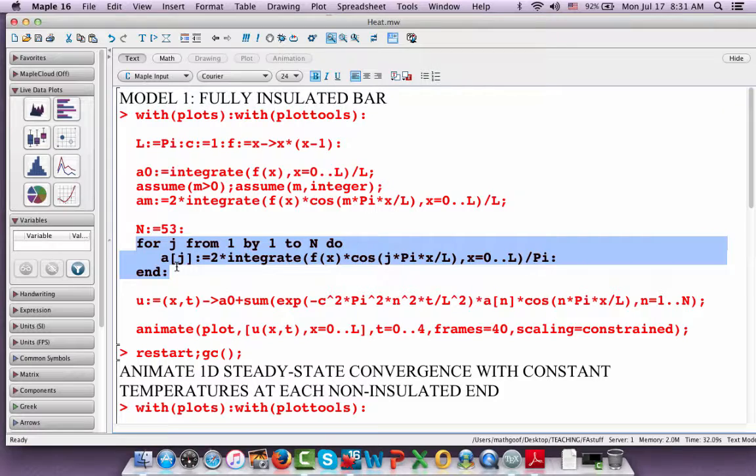this loop here is just computing and assigning all of those coefficient values, a sub j, for 1 up to 53, so that I can call on those coefficients in my formula down here for u. It's not really u, it's the approximating function, u sub n, which only has the first 53 terms in it.